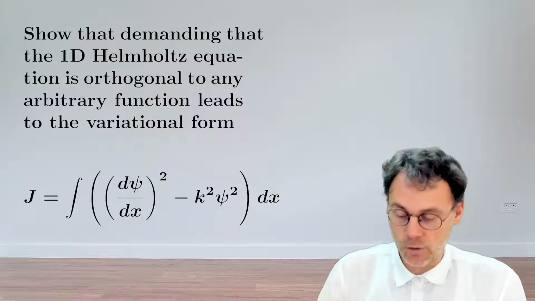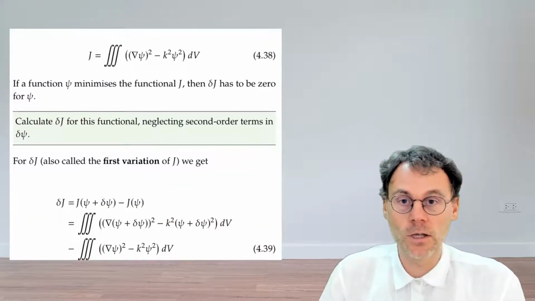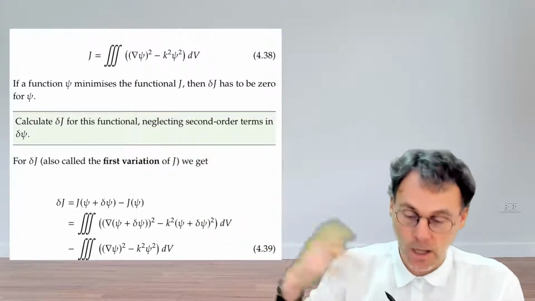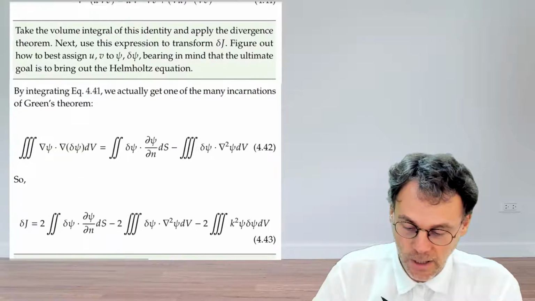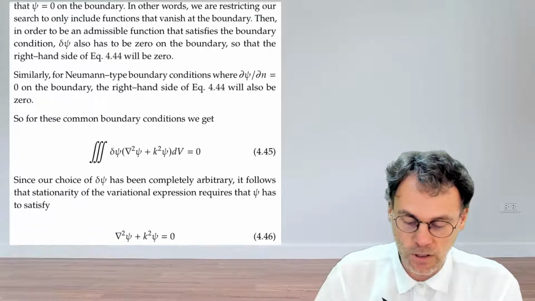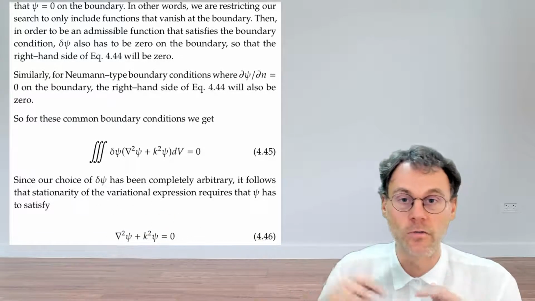Let's have a look at what we did in the notes in the textbook. So in the textbook, we actually started from this variational expression over here. And then we did lots of calculations to finally arrive at the conclusion that this was equivalent to saying that our function psi satisfies the Helmholtz equation over here.